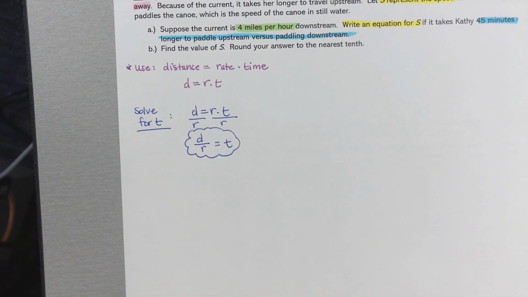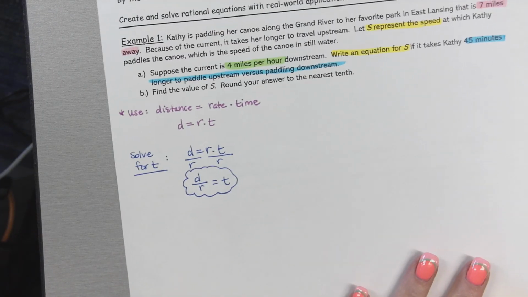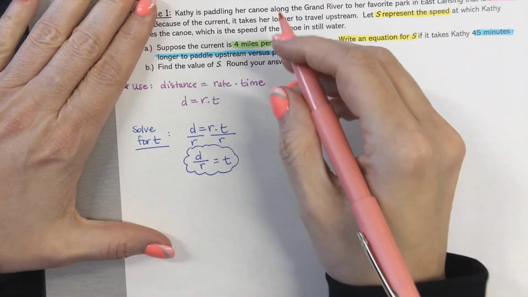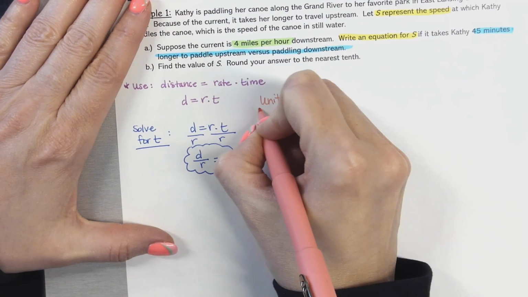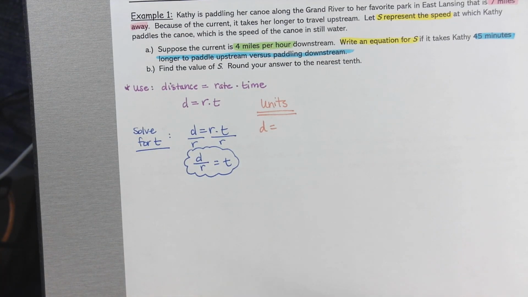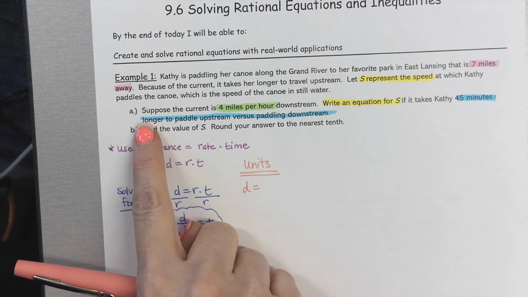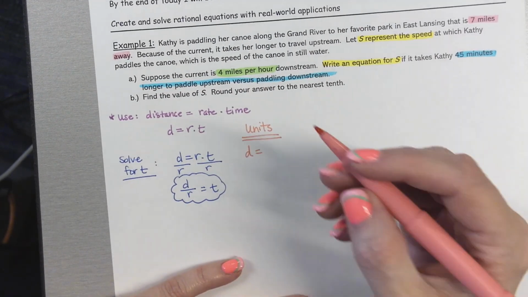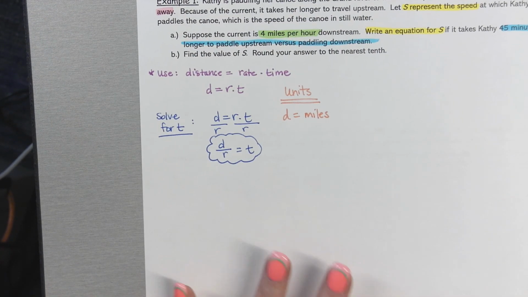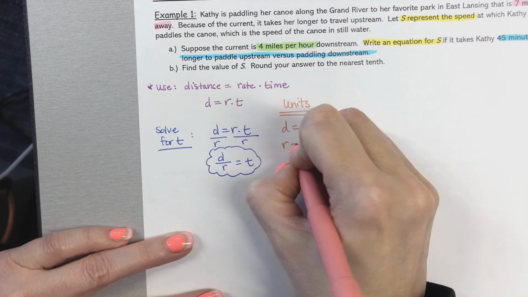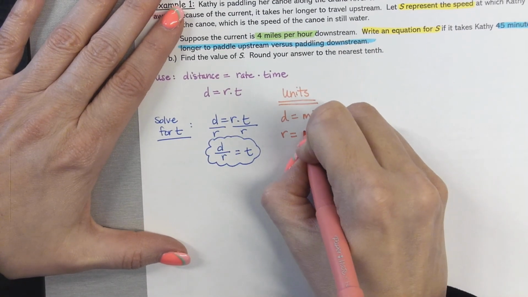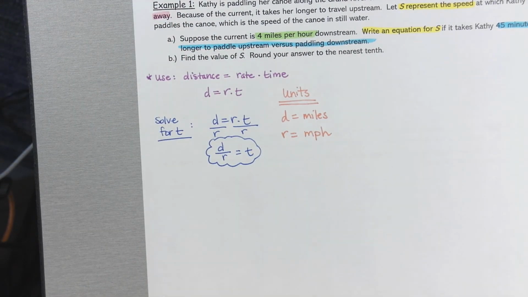Another thing we want to look at here are the units. Sometimes we have to do conversions to make sure that all the units are equal. The first one is the distance. They tell us it's 7 miles, and the 4 miles per hour is in miles as well, so the unit for the distance is miles. R is the rate. In this case, 4 miles per hour lets us know miles per hour is our rate.